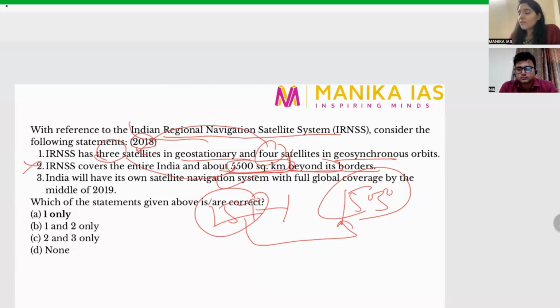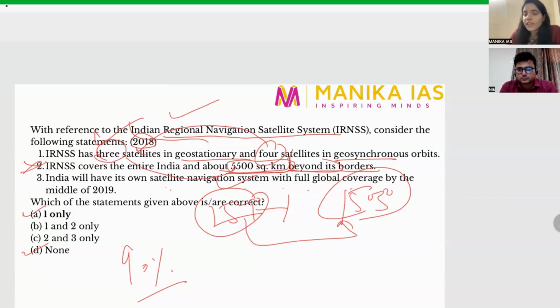So the moment the second statement is wrong, you are left with only A or D. So always assume that they are not going to play with minor facts. Until 90% this is going to be true. So the likelihood of you getting this answer correct will be more. And if you go to the third statement, it says India will have its own satellite navigation system with full global coverage. So if the second is incorrect, the third is automatically incorrect, because this is India's regional satellite navigation system. This was your second approach.